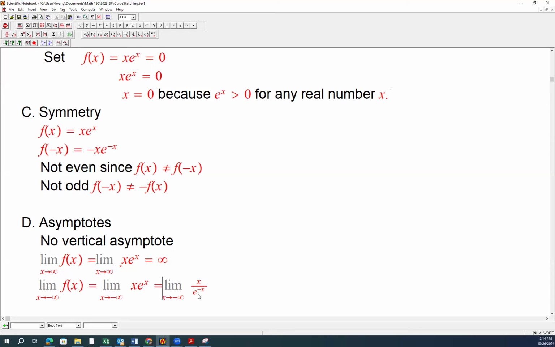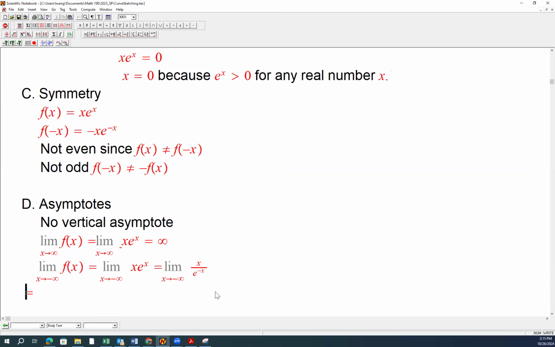Okay, so we basically flipped over e to the power x and put it in the denominator. So when x approaches negative infinity, negative x approaches positive infinity, so e to the power negative x approaches positive infinity. So we have an infinity over infinity situation, so L'Hopital's rule would apply. As L'Hopital's rule applies, we're going to take a derivative on both top and bottom.